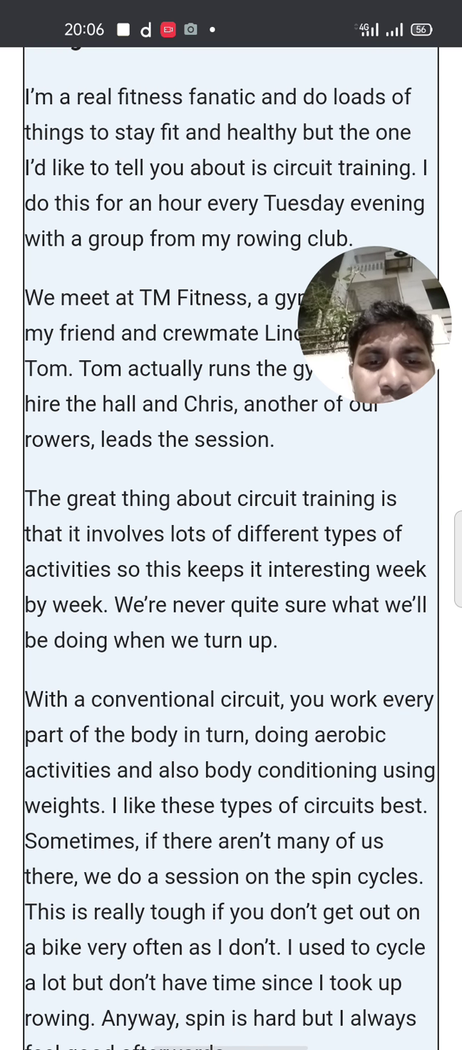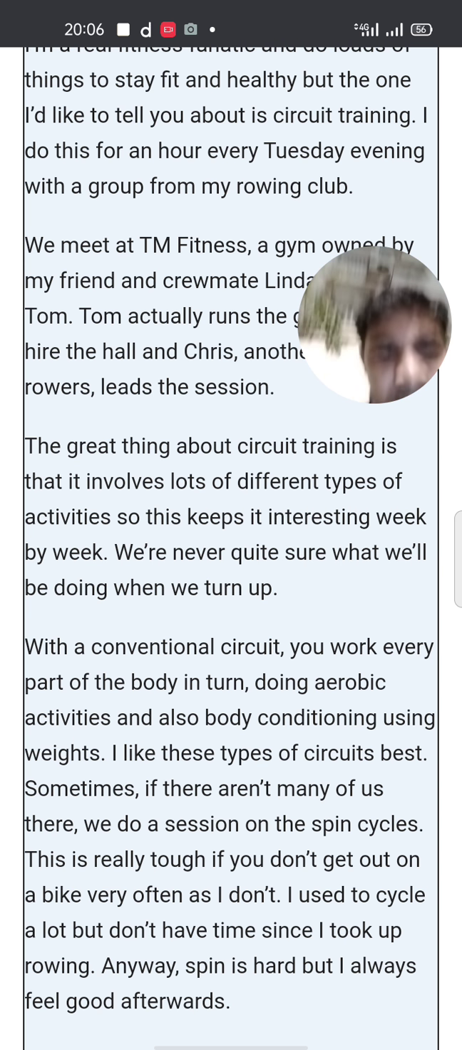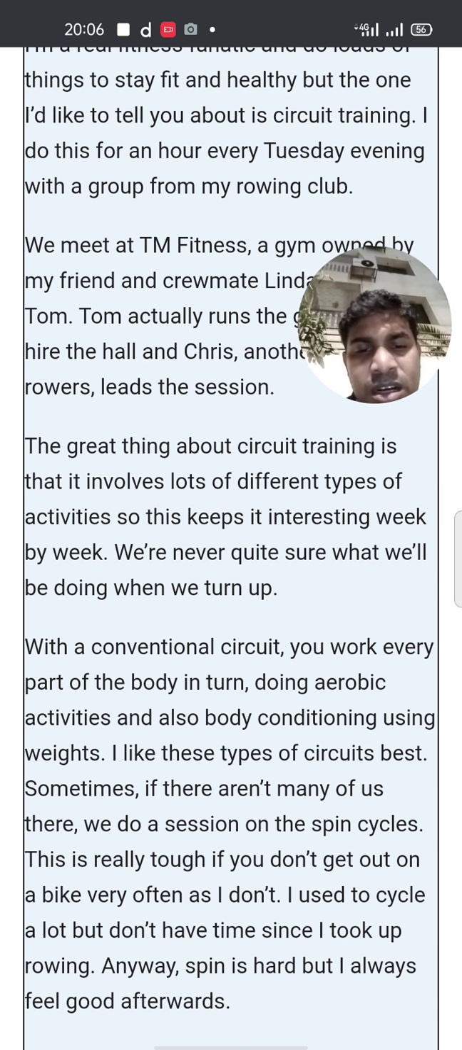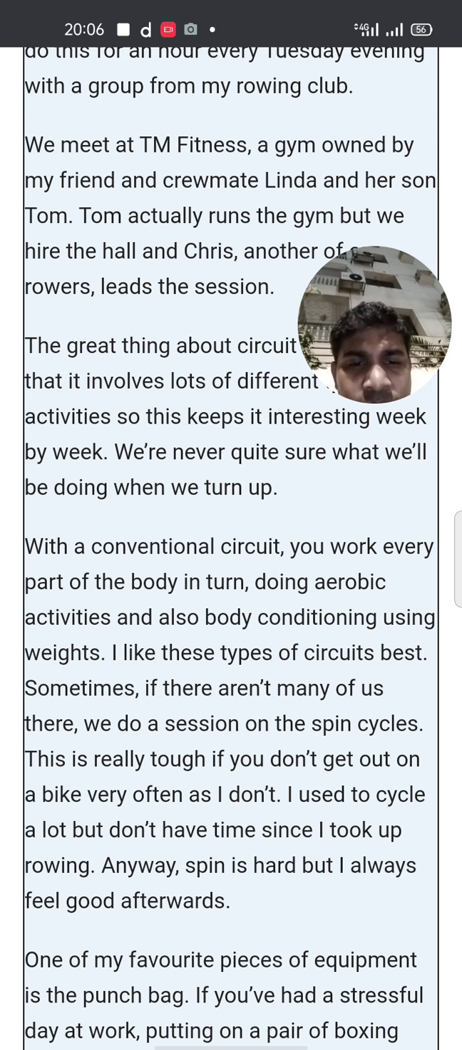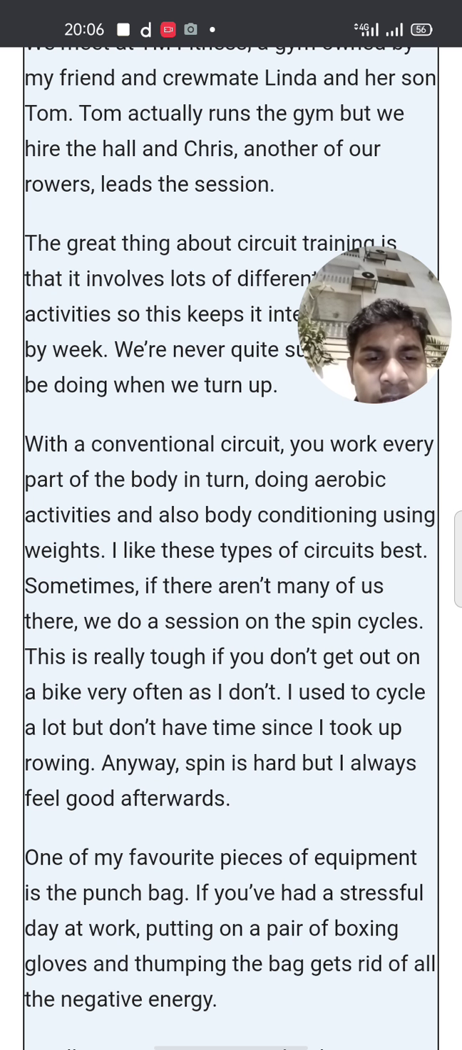The great thing about circuit training is that it involves a lot of different types of activities, so it keeps it interesting week by week. We are never quite sure what we will be doing when we turn up. With a conventional circuit you work every part of your body in turn, doing aerobic activities and also body conditioning using weights. I like this type of circuit best.